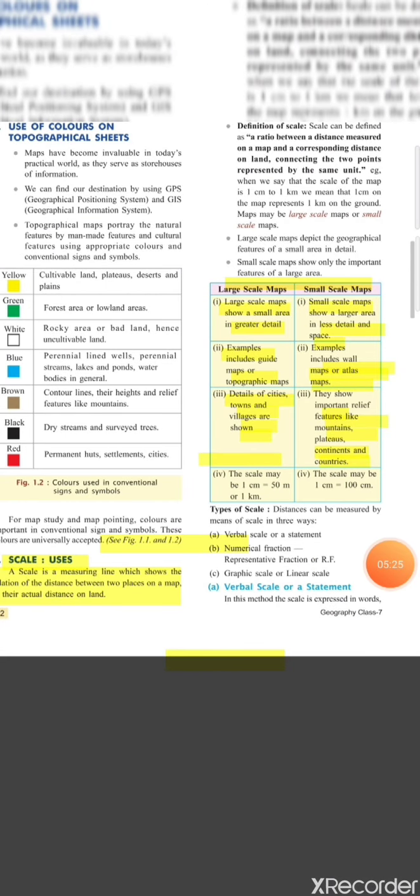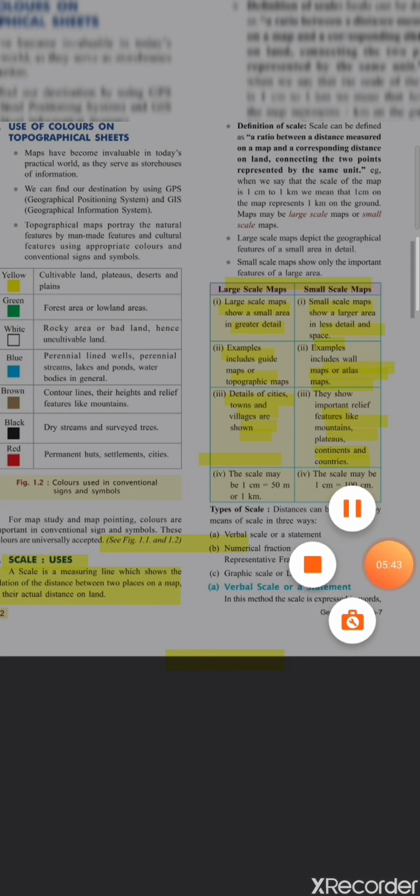You all have used Google Maps. You can see the countries, states, etc. These are examples of small scale maps. When you zoom into it, you can view the cities, towns, places in very great detail. These are called large scale maps.